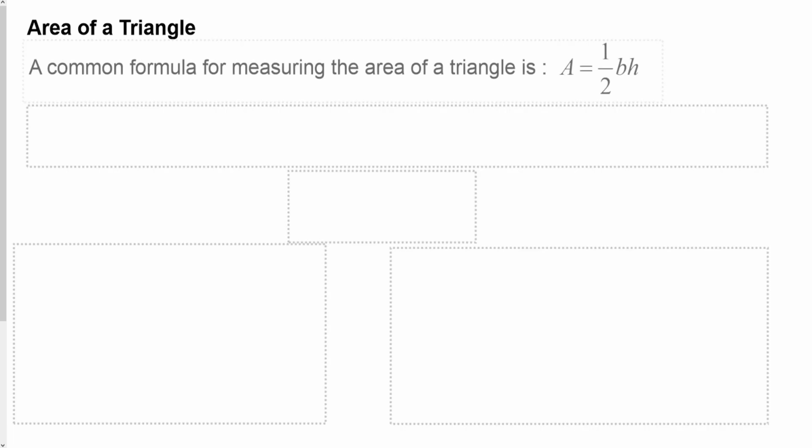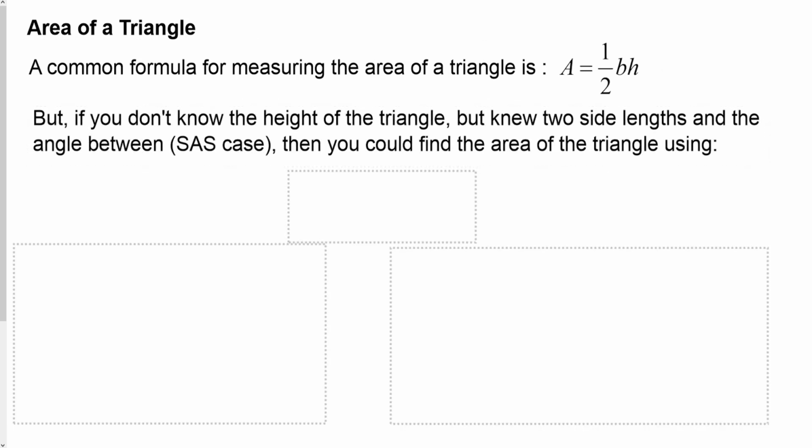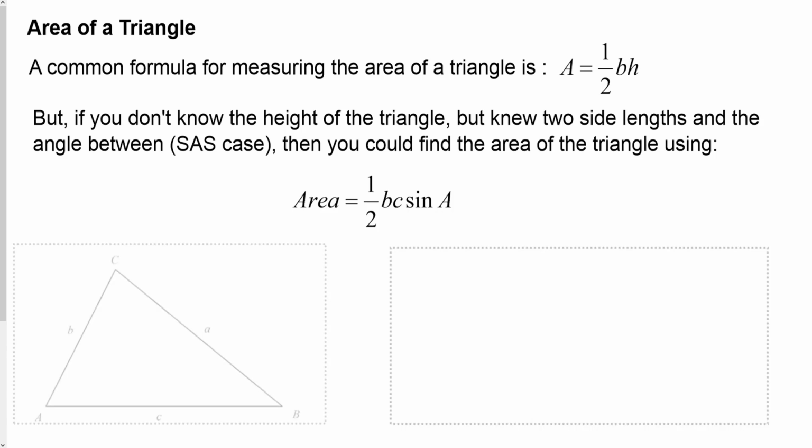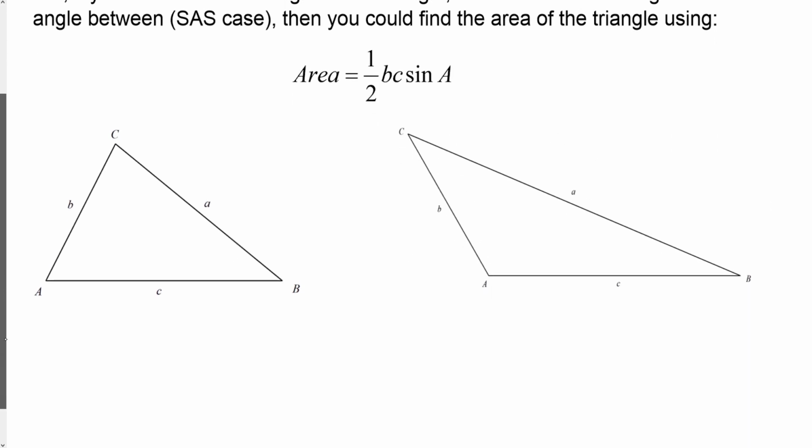The area of a triangle. A common formula for measuring the area of a triangle is area equals 1/2 base times height. But if you don't know the height of the triangle, but know the two side lengths and the angle between, then you could find the area of the triangle using 1/2 BC sine A, or AB sine C, or BC sine B. It doesn't really matter, as long as you're using two side lengths and the angle between them. So that works in both the acute case and in the obtuse.